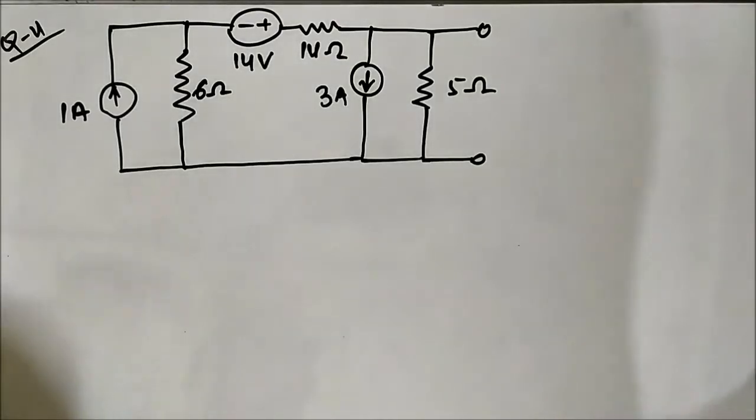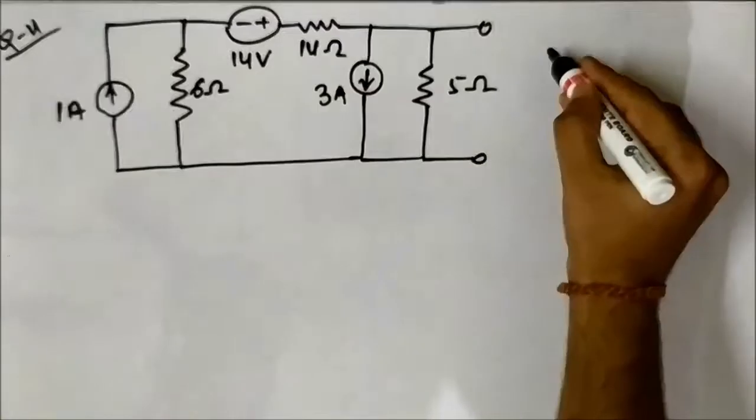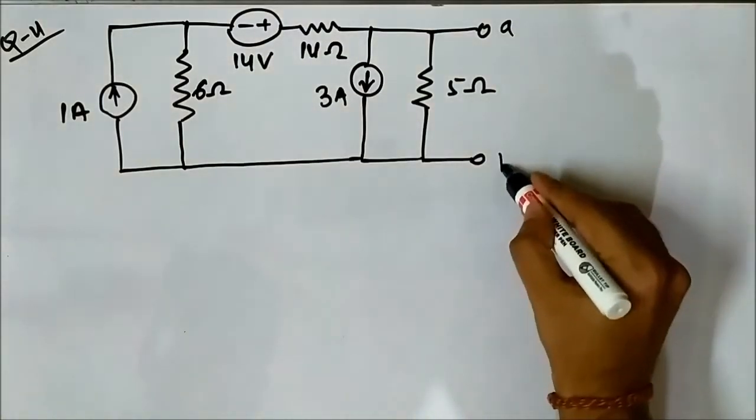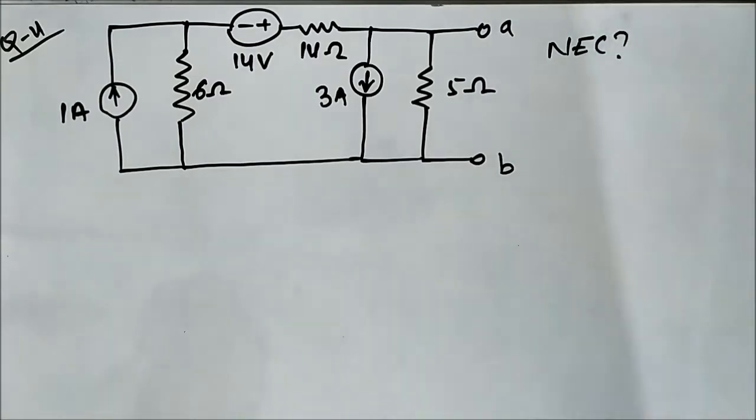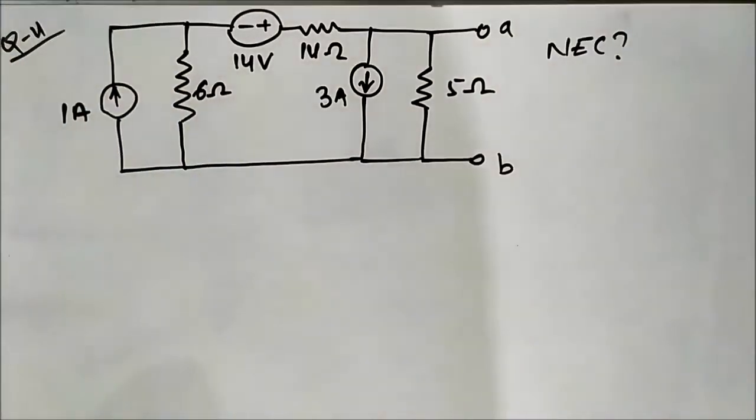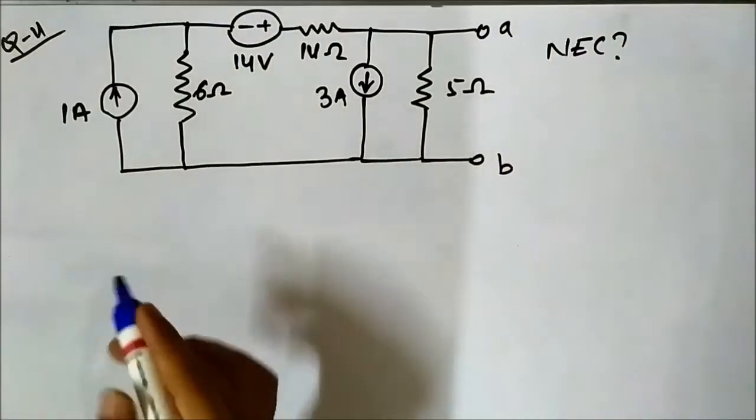So this is the fourth question related to application of Norton's theorem. We have this circuit here, and we have to find the Norton equivalent circuit across these 2 points. So first we have to find the Norton current, so we'll short these 2 terminals.